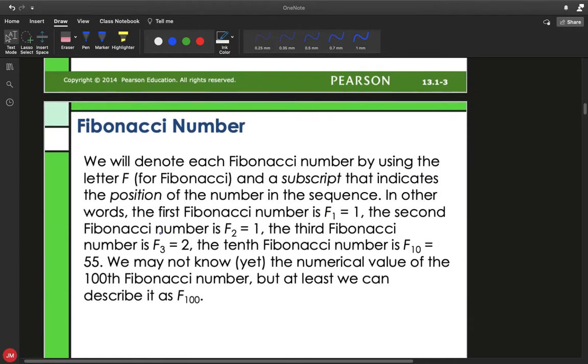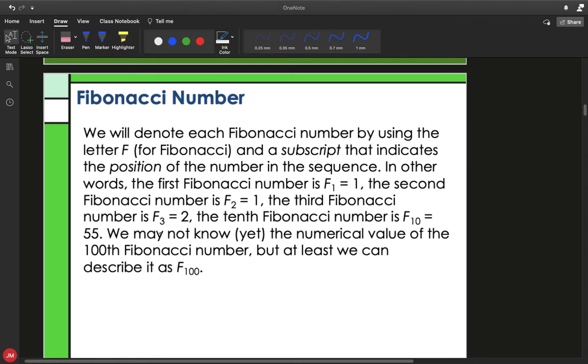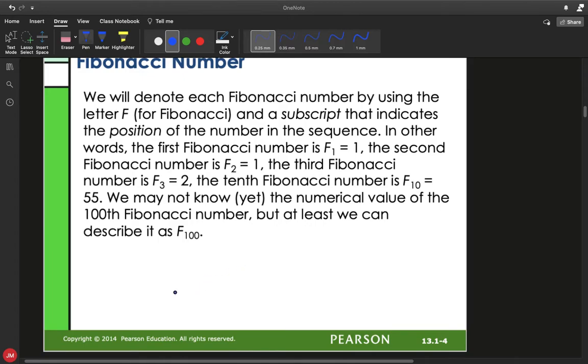So the way we talk about each separate Fibonacci number is with this notation. We use a capital letter F for Fibonacci, and then a subscript that indicates the position of the number in the sequence. So if you remember, let's just write out the sequence: 1, 1, 2, 3, 5, 8, and so on. We won't go past that. But what we'll do is use capital F sub 1. So you say sub for subscript. F sub 1 represents this first number 1, whereas F sub 2 represents the second one. Then F sub 3 would represent 2, F sub 4 would represent 3, and so on and so forth.